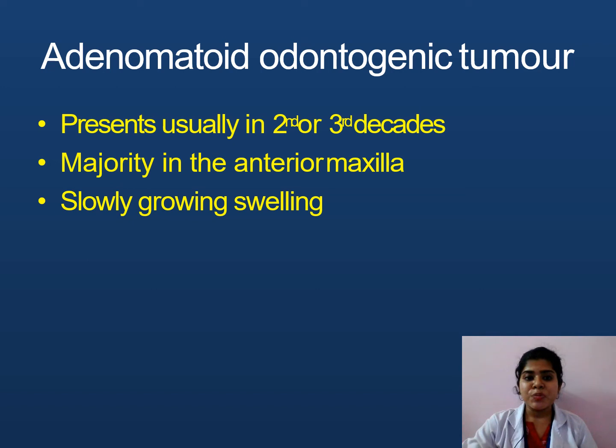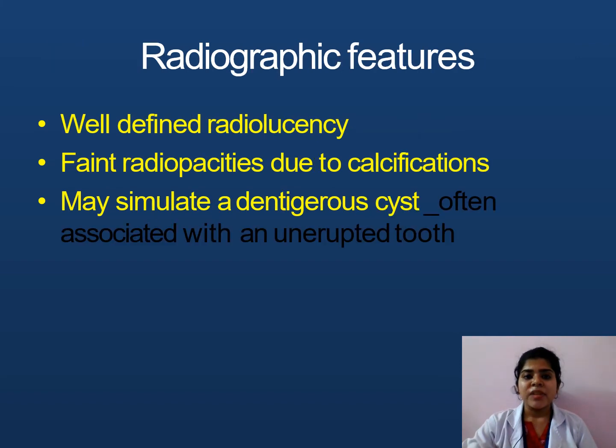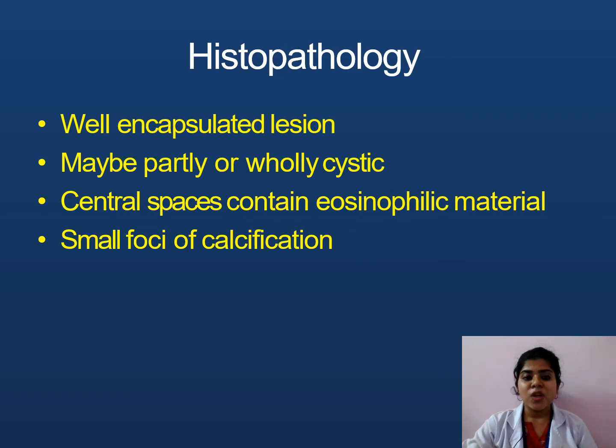Adenomatoid odontogenic tumor is present usually in the second or third decade of life, the majority in the anterior maxilla, as a slow-growing swelling. Radiographically, it's a well-defined radiolucency with faint opacity due to calcification, may simulate a dentigerous cyst, often associated with an unerupted tooth. Histopathologically, the encapsulated lesion may be partly or wholly cystic, central spaces contain eosinophilic material, and small foci of calcification.